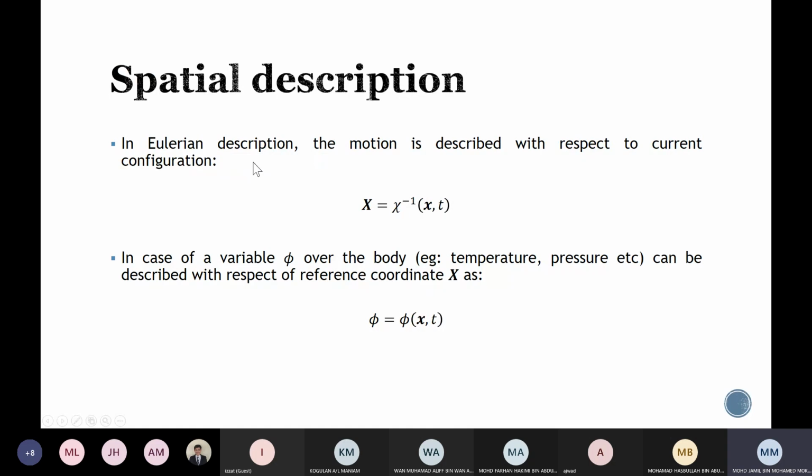And then in Eulerian description, the motion is described with respect to current configuration. So big X equals the inverse of mapping chi. So in case if you have a variable phi, so you want to describe this in spatial coordinate or spatial description, so you just substitute small x, okay, and t.